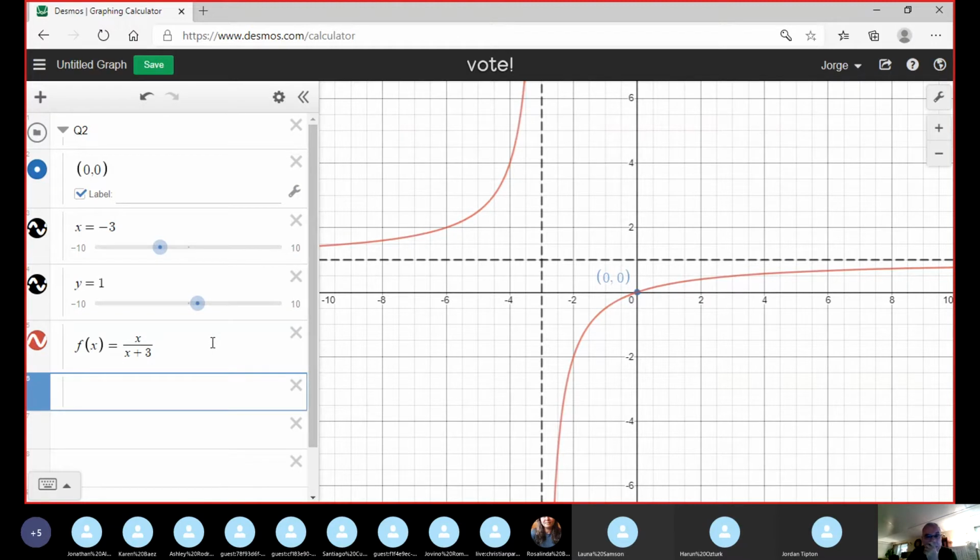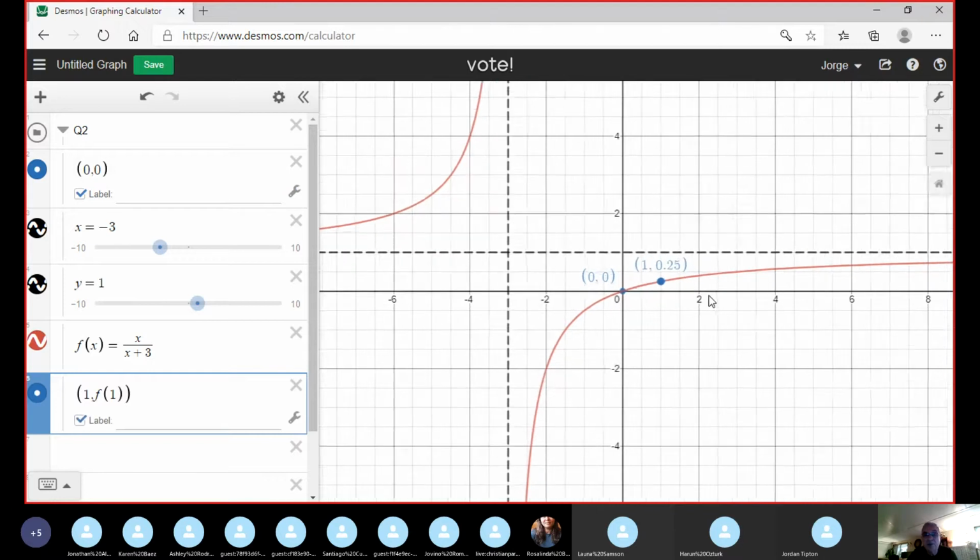Suppose I propose you evaluate at 1. Then you type in here open parenthesis, 1, comma, f, evaluate 1, que es the y value associated with that. We can compute it by hand, pero not necessary. Look, the answer is 0.25.